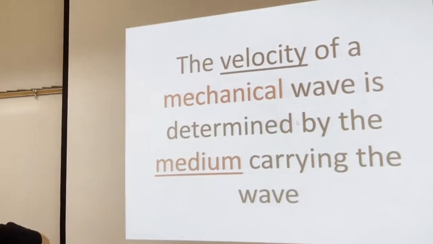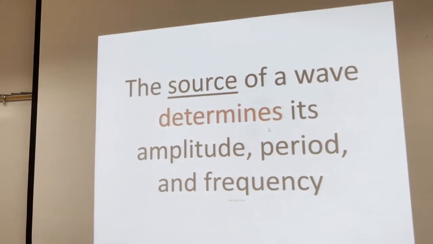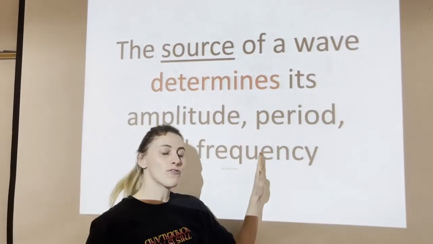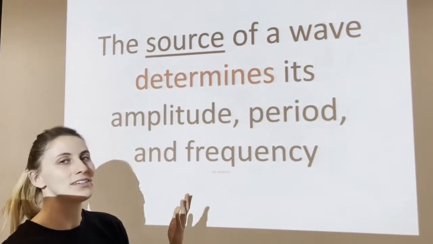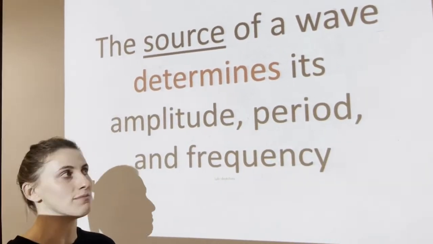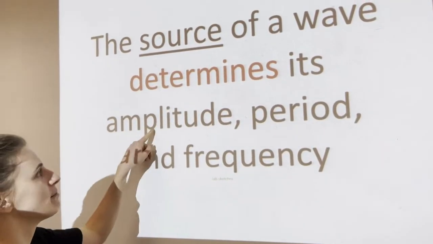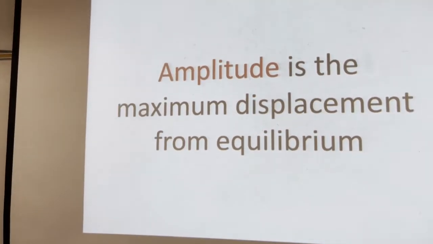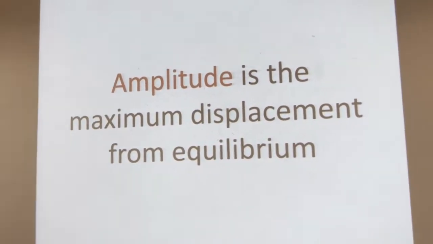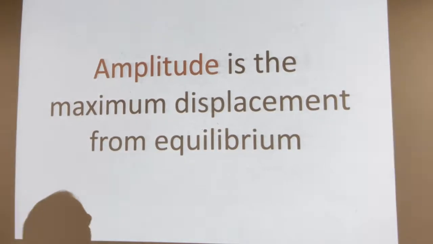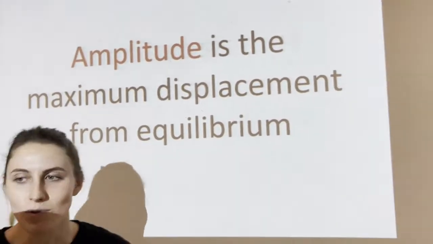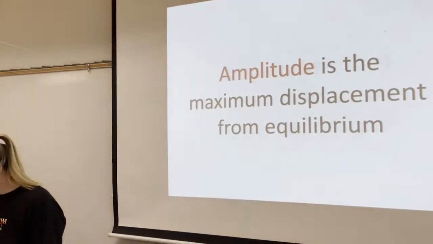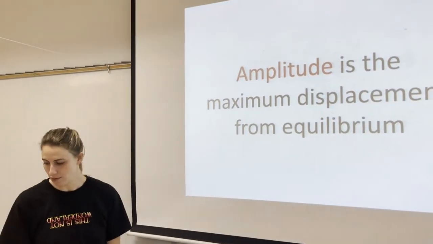The source of a wave determines its amplitude, period, and frequency. We forgot to mention period. That makes total sense, right? Because frequency and period are related. What's amplitude? Amplitude is the maximum displacement from equilibrium. I think we've got that on the next few slides, so we'll come up to that in a second.